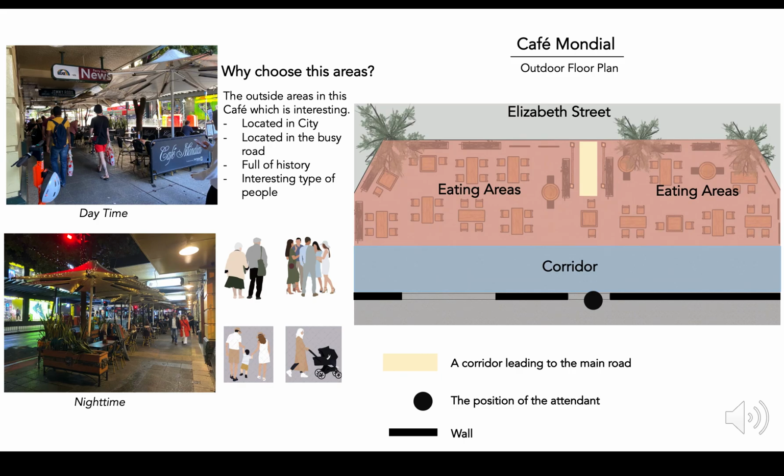These cafes make people more relaxed in these busy center areas. This analysis will mainly focus on the outside places, including the outside areas and corridors. It is based on a designer's observation of the interrelationships between people's behaviors and the physical environment. I think this place is very interesting because the location is in the city and on a busy road, and this place is full of history, with many interesting types of people.